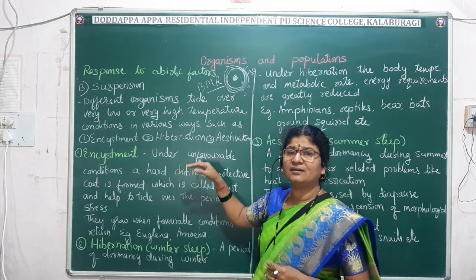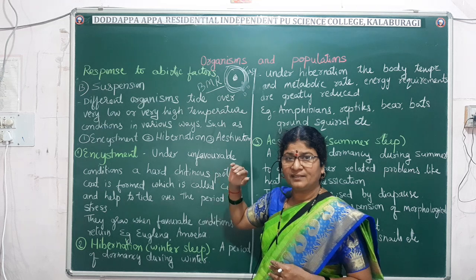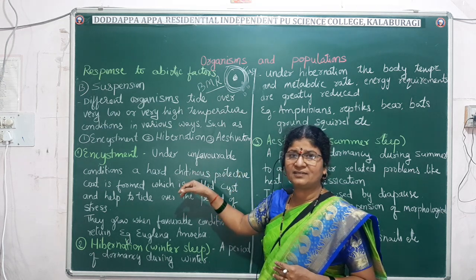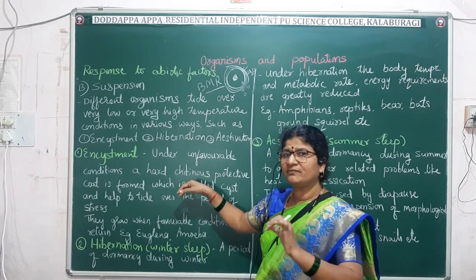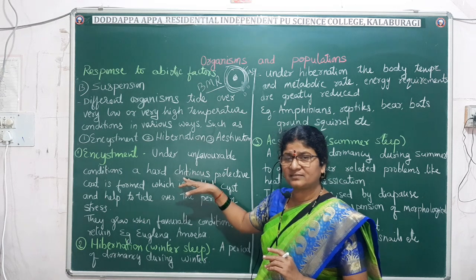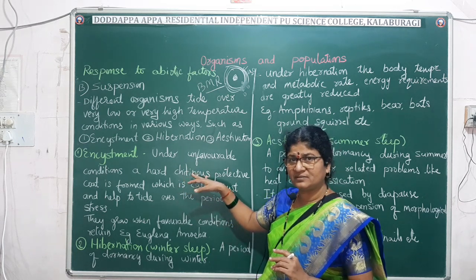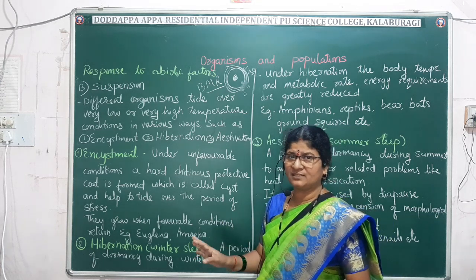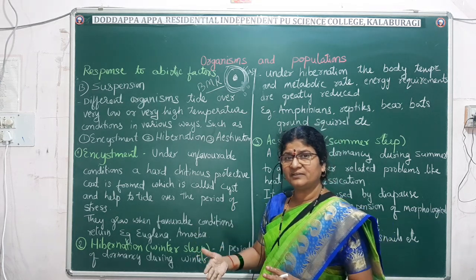Encystment is nothing but the formation of a cyst. That is the formation of a hard chitinous protective layer around the organism, and this chitinous layer will protect the organism from the harsh conditions, and in this condition it can survive for hundreds of years. And on return of favorable conditions, as usual, the organisms will start their activities.